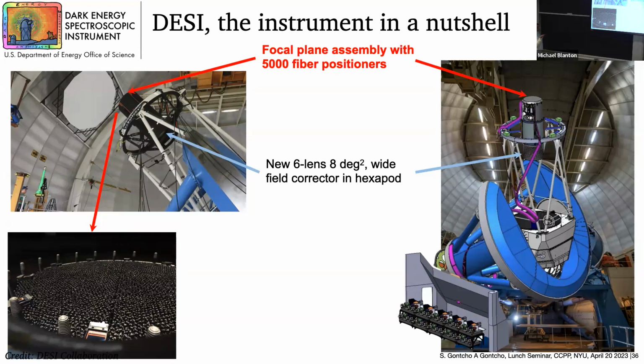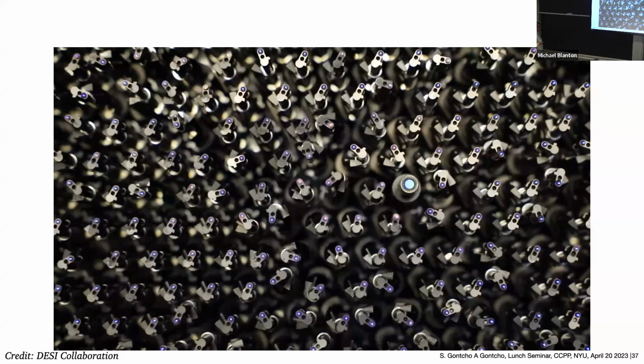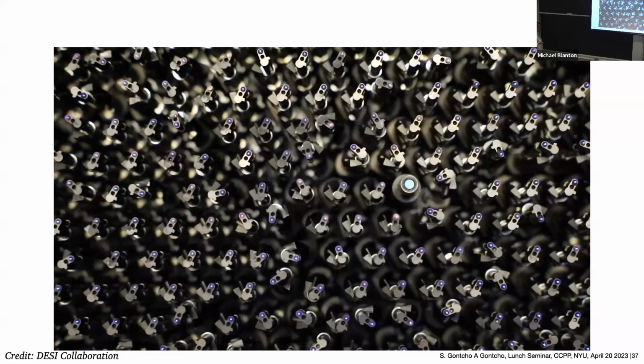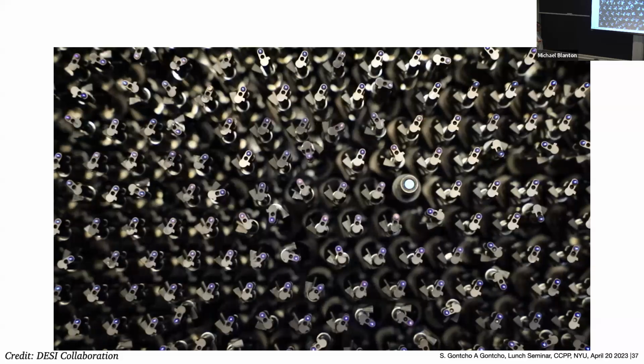So then the lens system is over there. The focal plane is over here. This focal plane is actually 5,000 little robots on which optical fibers are mounted, and these robots have 2 different motors and 2 degrees of freedom to position themselves. Here you only see them rotating in one way.